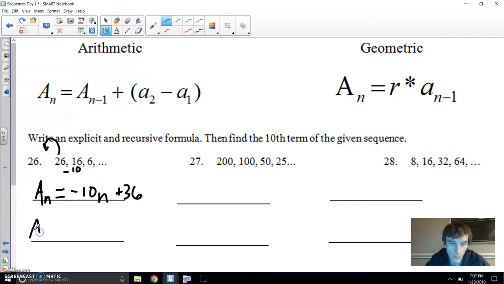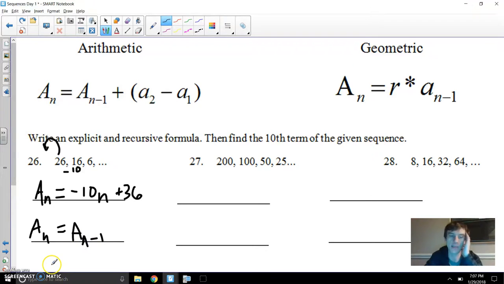So now, if I wanted to build one that was recursive, I want to think about how to write it based on the previous term. The way this is working is you take the number before it and subtract 10. 16 minus 10, 6. So if I want 6, you take the previous term, subtract 10. This is really more about getting used to writing it in probably a new way.